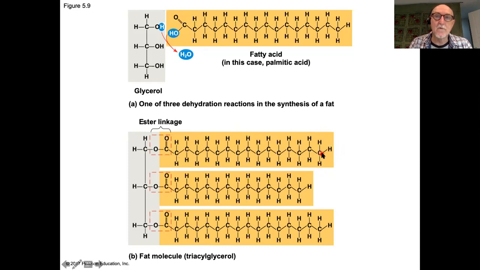Remember, each carbon has 4 bonds it can make. So it's got 1 bond to the next carbon. So the end one has 3 available for hydrogens. They're all filled. Each one down the chain has 2 bonds available for hydrogen. They're all filled. In other words, there are no double bonds down here. No double bonds. This is called a saturated fatty acid. And this altogether is a saturated fat.